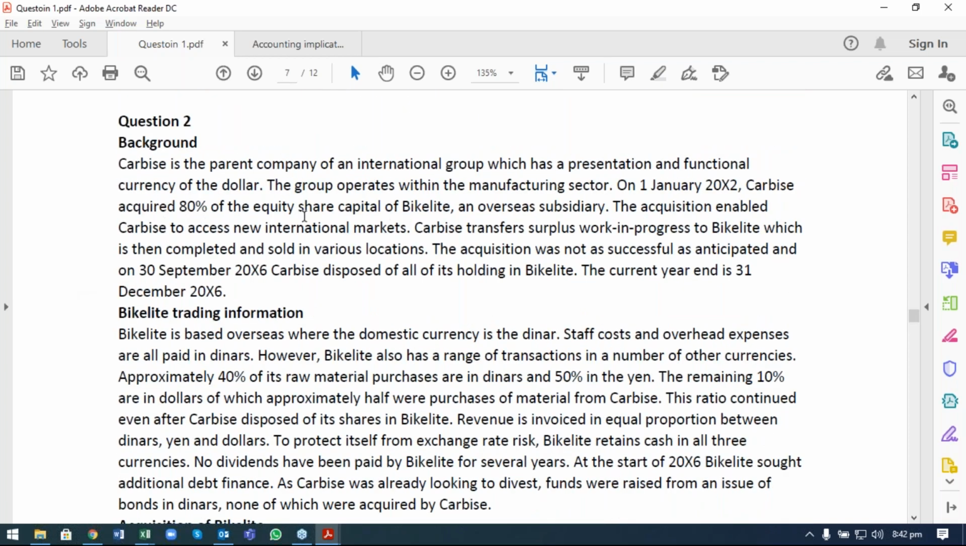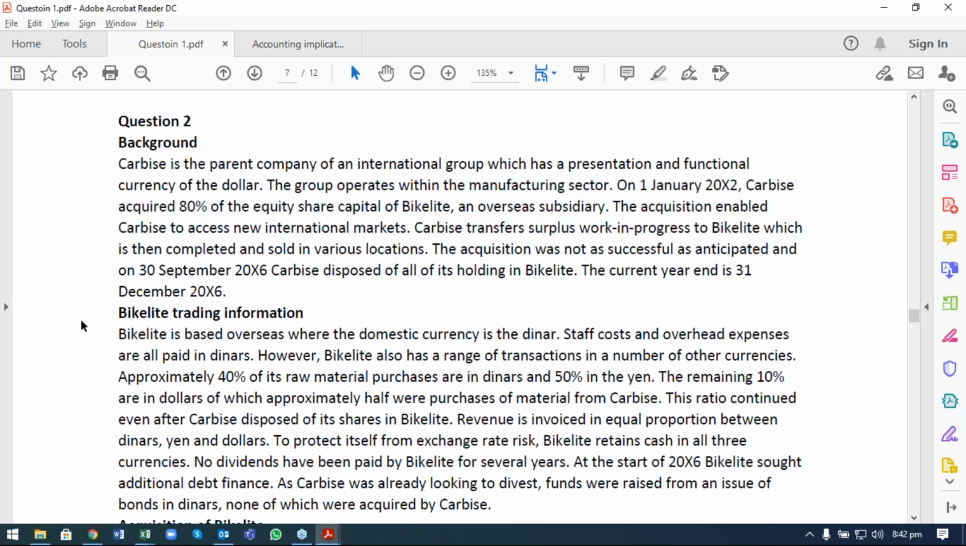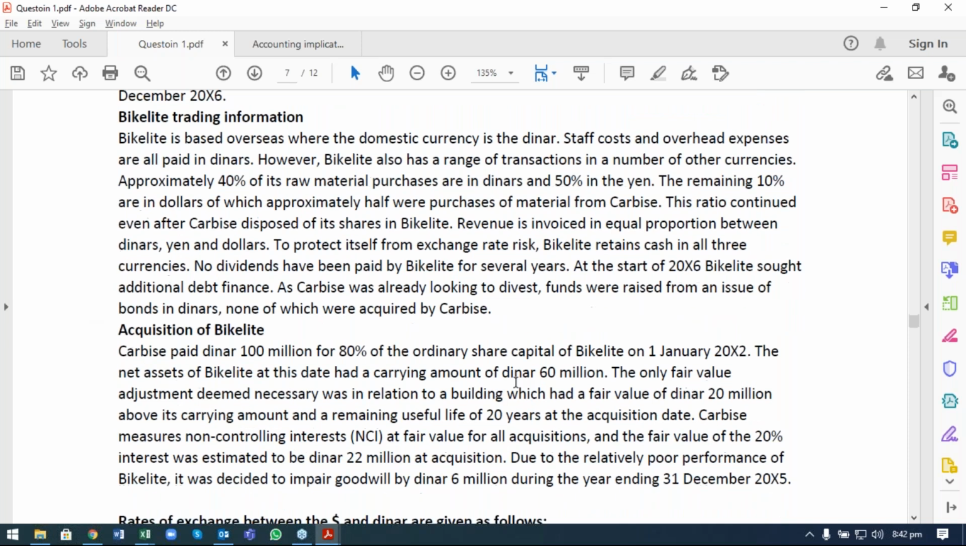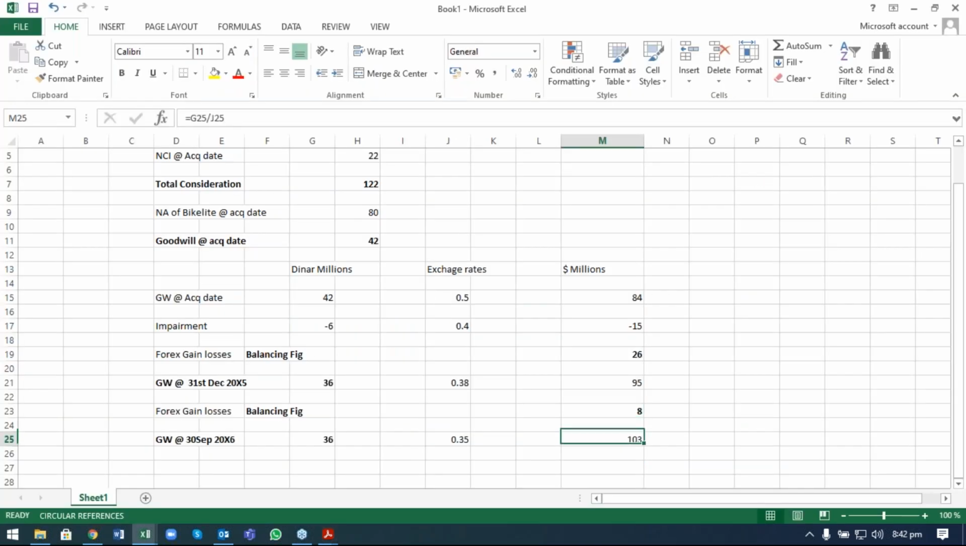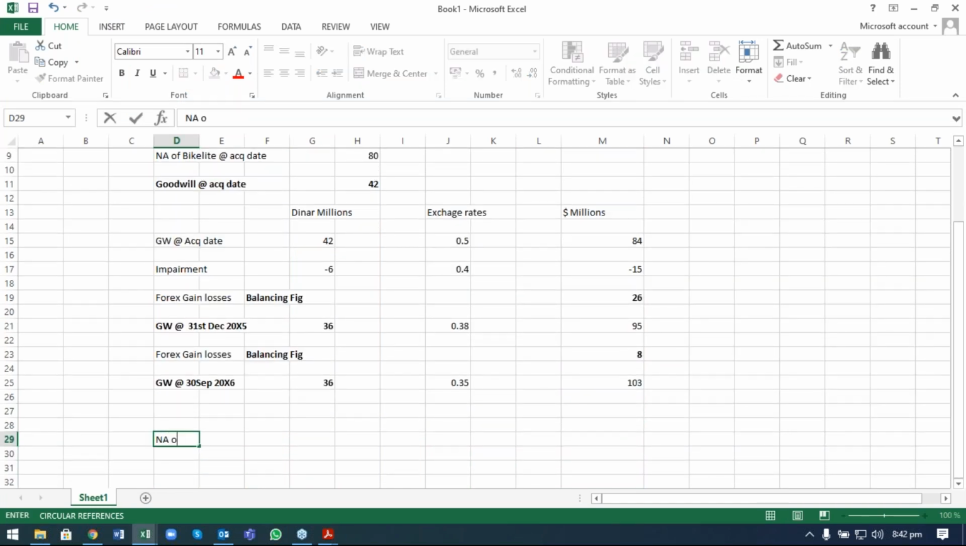Over here, if you're looking into the net assets question, net assets on acquisition date were always available. The group acquired 80%. These are the net assets on acquisition. So the net assets of the subsidiary, carrying amount on acquisition date, was 60 million, plus a fair value of those net assets was given as well. So I'll be looking into the net assets of Backlight at acquisition date, which was given as what value?